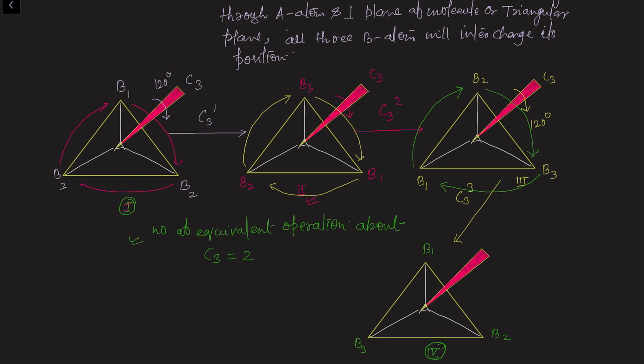This is what we get theoretically. Now if you use the formula, the number of equivalent operations about a proper axis of rotation is equal to n minus 1. For the C3 axis, the n value is 3. The number of equivalent operations will be 3 minus 1, equal to 2. This is the x1 value, right?